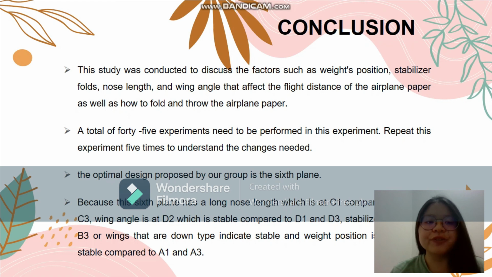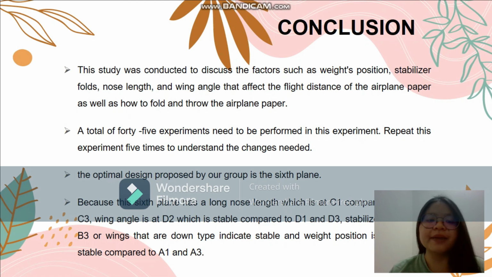Thank you. As a conclusion, this study was conducted to discuss the factors such as weight position, stabilizer flaps, nose length, and wing angle that affect the flight distance of the paper airplane, as well as the fall time of the thrown paper airplane. A total of 45 experiments need to be performed in this experiment. Repeat this experiment 5 times to understand the change needed.